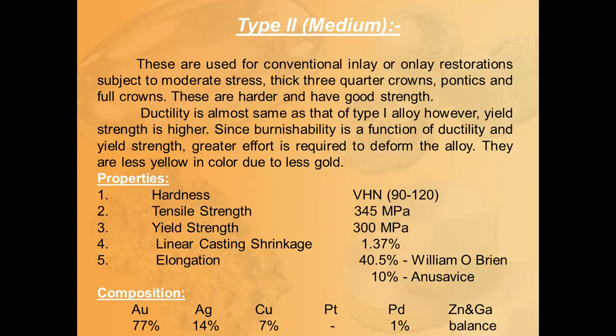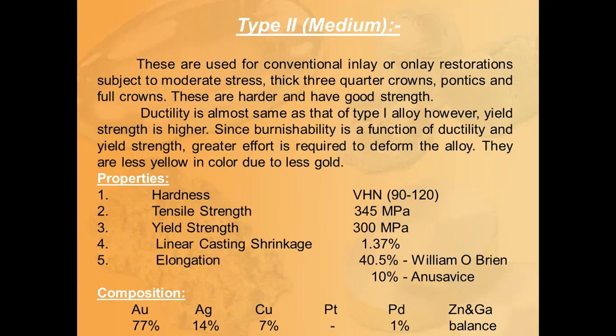Now type 2, which is known as a medium gold casting alloy. These are used for conventional inlay or onlay restorations subjected to moderate stress areas. This kind of alloy can be used for the fabrication of thick 3/4 crowns, pontics, and full crowns. They are hard and have good strength.